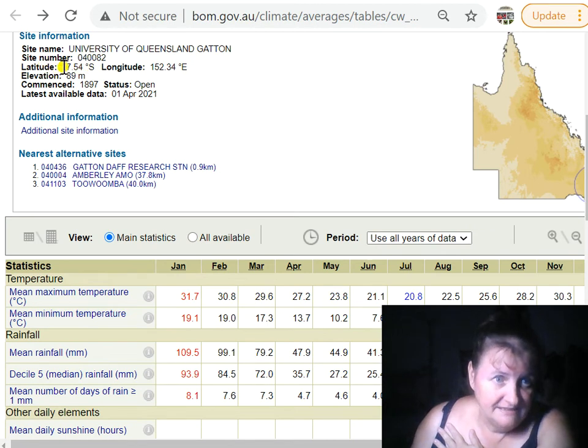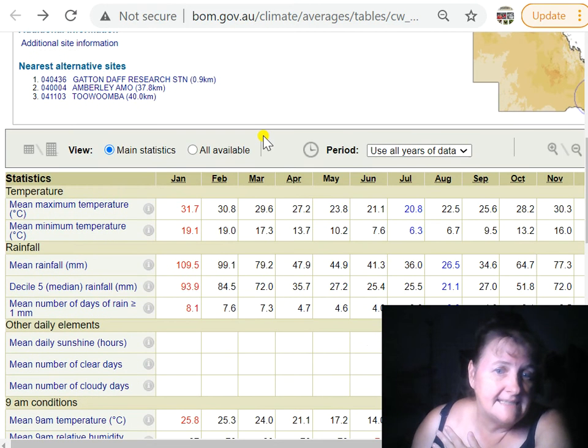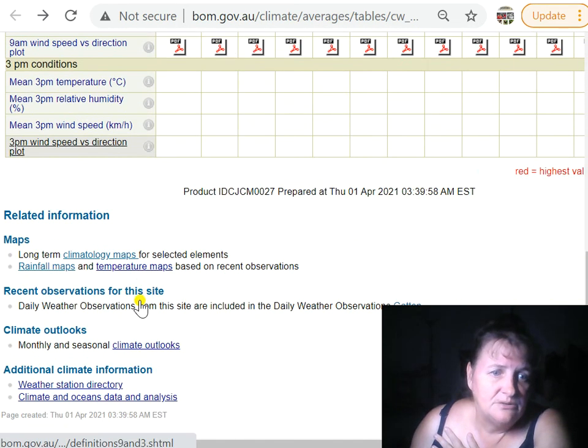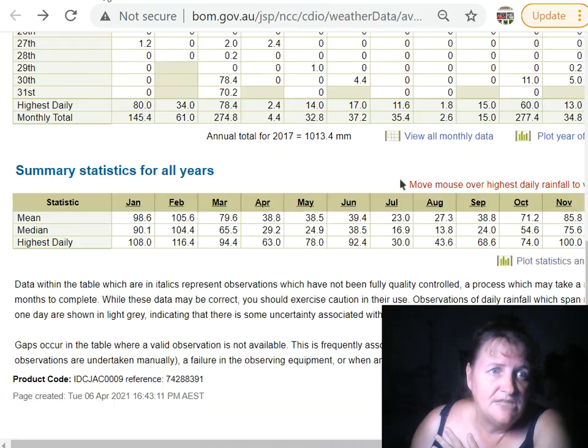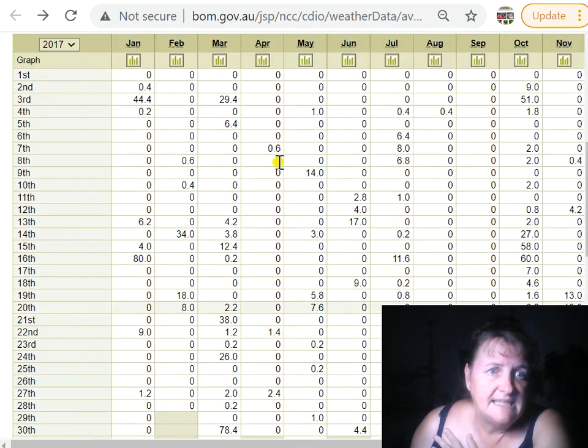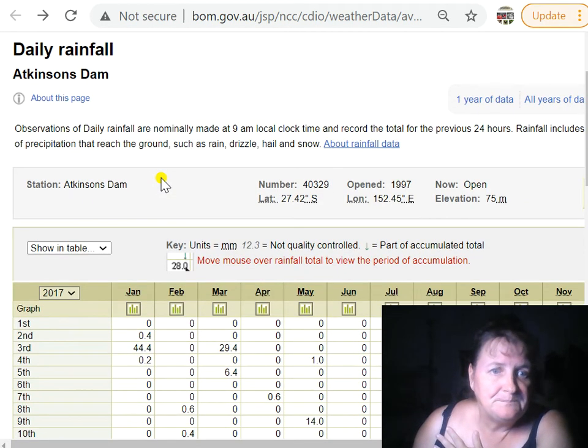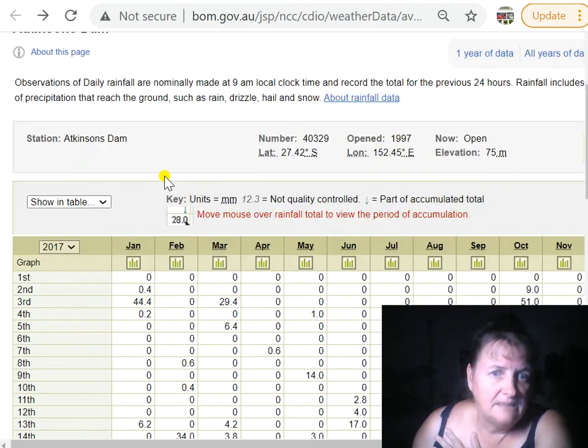So this is Gatton, and Gatton's latitude and longitude. It's 89 metres above sea level. So yes, and it's got its mean and average rainfall and temperatures and all of that sort of good information. And here, this was the Atkinson's Dam. So Atkinson's Dam is 6 kilometres from me, and it gives a little bit more information.